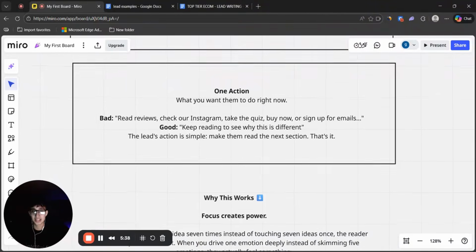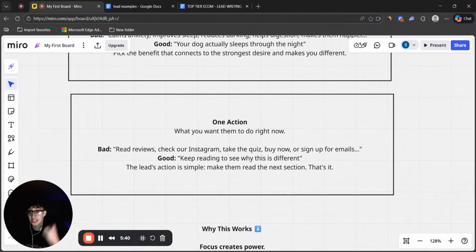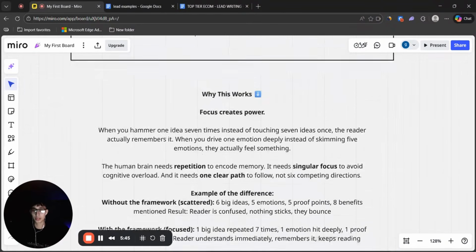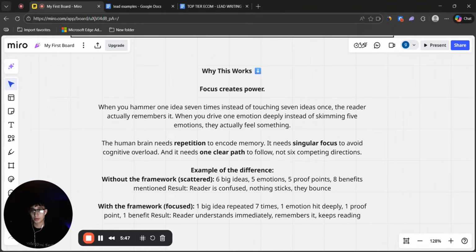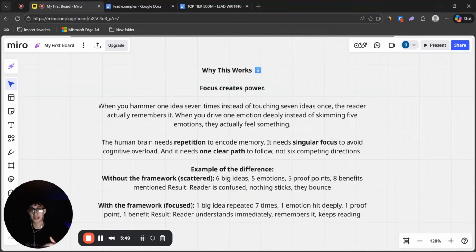Make them read the next section. That's it. Just get them to the offer. Why this works: focus creates power. When you hammer one idea 7 times instead of touching 7 ideas once, the reader actually remembers it.